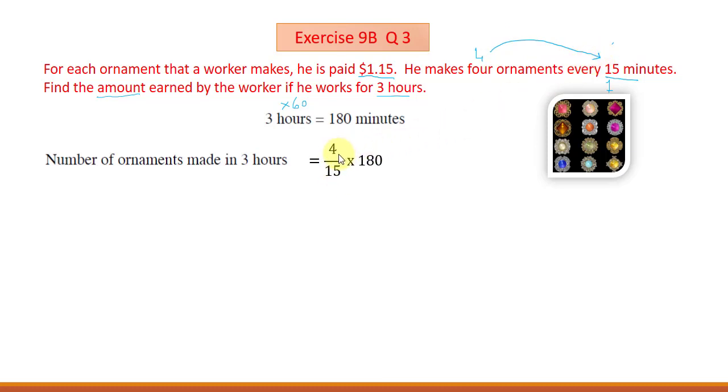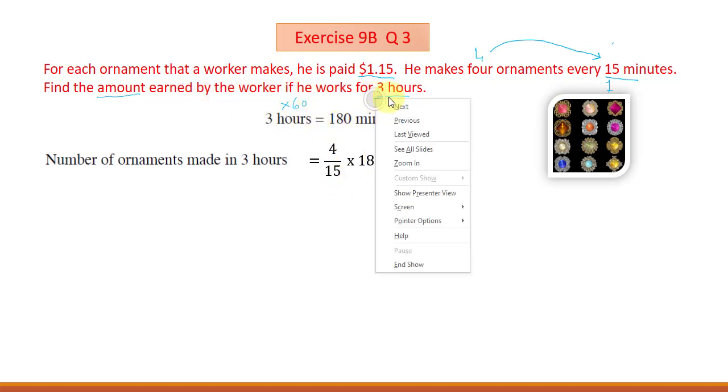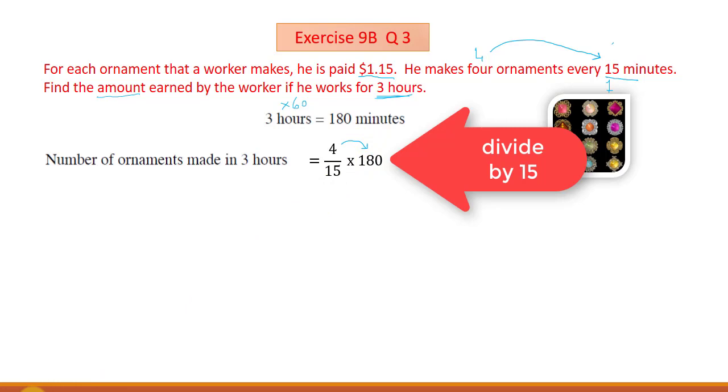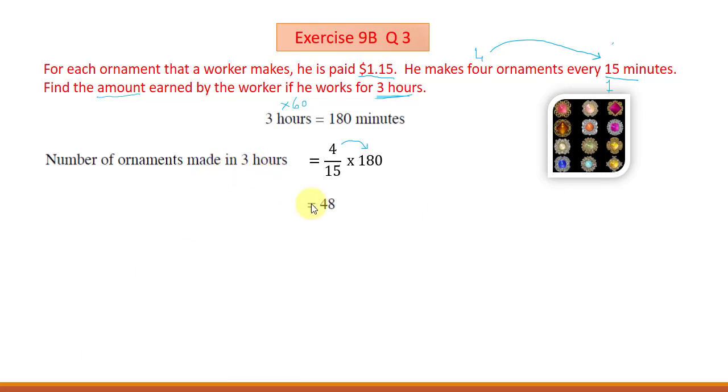So 4 ornaments per 15 minutes. Fine, makes sense. And we will multiply it by 180 because we have to calculate the amount for the worker for 3 hours. Hence we multiplied it by 180. Now you will multiply 4 into 180 divided by 15. So our answer is 48. So in 3 hours, 48 ornaments are made.